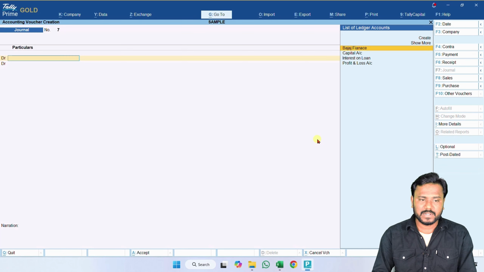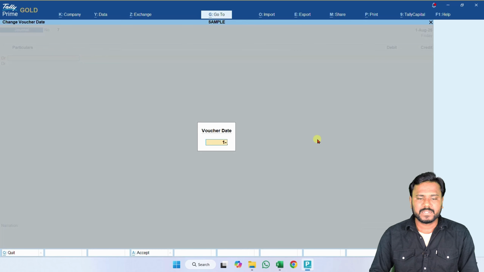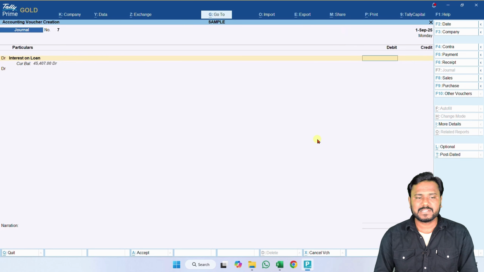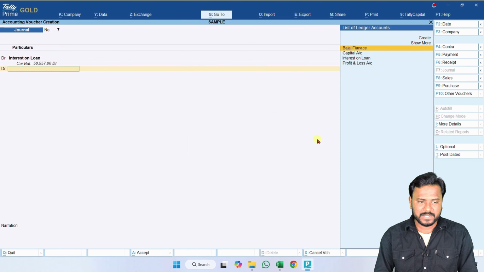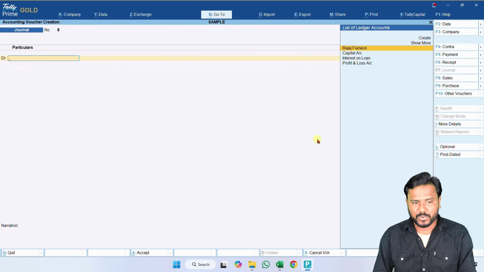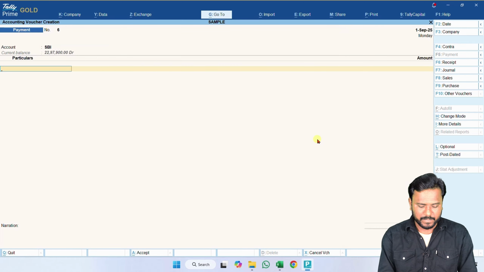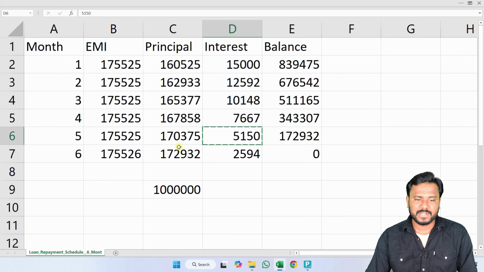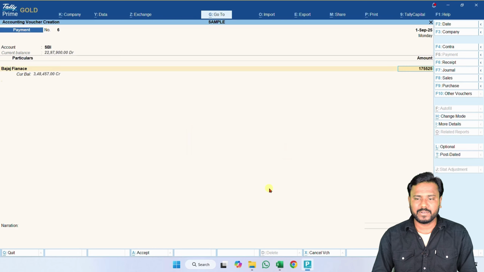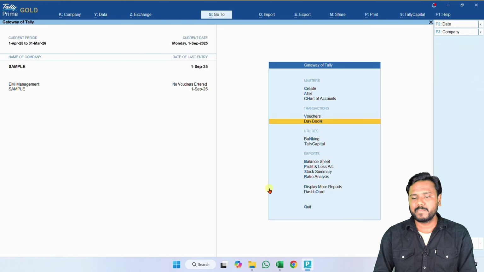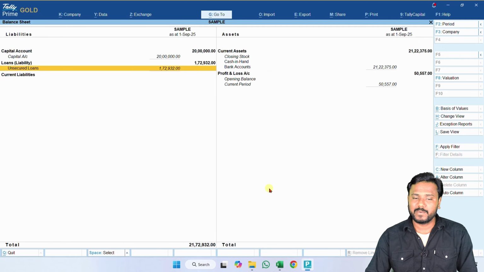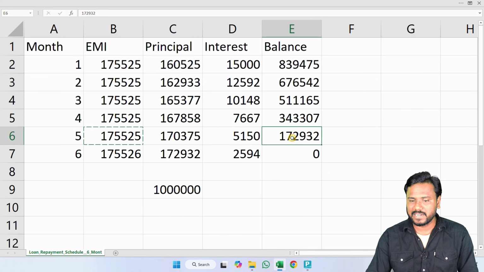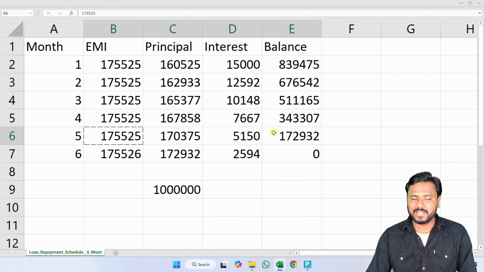Again, go to journal F7 on 1st September, interest on loan. How much amount now? 5,150, and this amount is going to be credited to Bajaj Finance. Now again go to payment voucher, pay from SBI to Bajaj Finance. How much do you pay again? 1,75,525. Control J. Let me check the balance sheet report. So what is the closing loan amount available? 1,72,932 is the amount available for the last time.